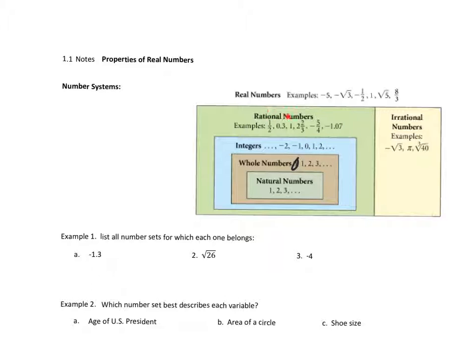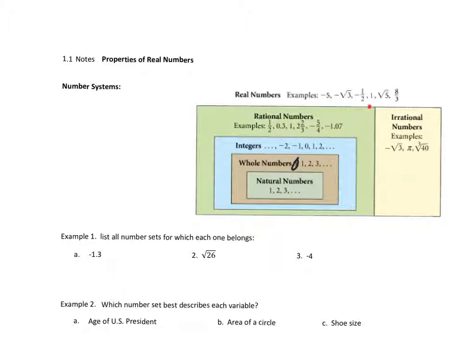A rational number is a number that you can express as a fraction. So you can think of fractions, or decimals such as negative 1.07. This would be negative 1 and 7/10. So you could write it as a fraction. This would be 3/10. So you can write it as a fraction.